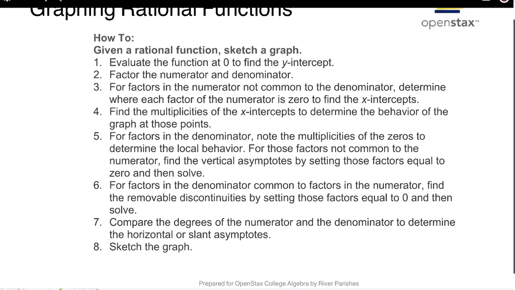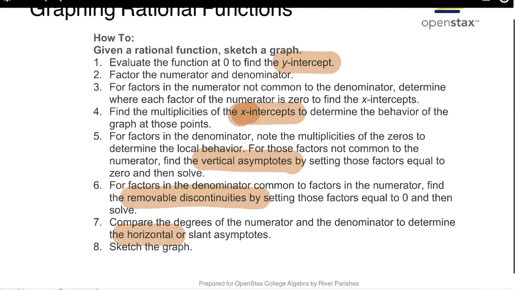So now let's just talk about graphing. To graph, you want to identify those things that we talked about. You want to identify the y-intercept. You want to factor the numerator and the denominator so that you can find the x-intercepts and find the asymptotes and the removable discontinuities. And then you want to find the horizontal asymptotes. We're not finding slant asymptotes. And then you sketch the graph.